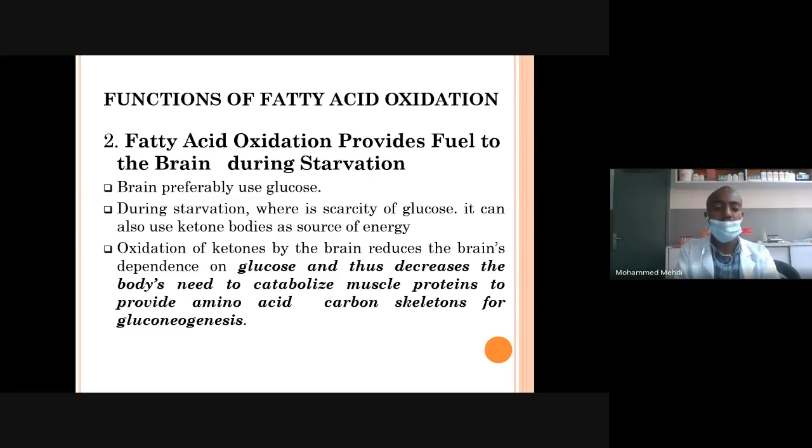Number 2, acetyl CoA will be converted to ketone body. Ketone body will be used as a source of energy for the brain. This is during starvation. We provide fuel to our brain, so the brain will have this energy production. We'll see the types of ketone body, how it is formed, the reactions, and how it occurs, plus the organ location for this ketone body synthesis, later.